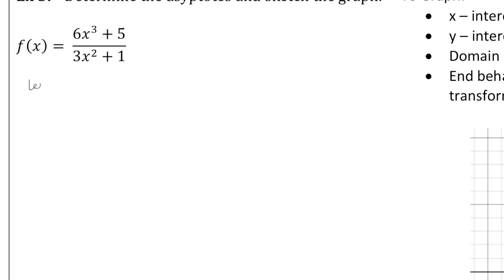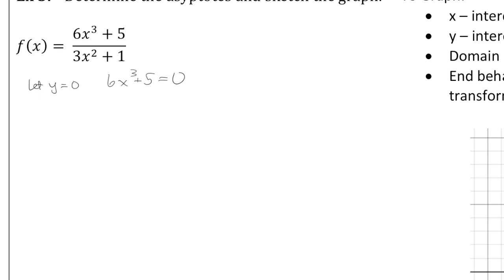We're going to let y equal 0, and when y equals 0, we get 6x cubed plus 5 is equal to 0. Now, you might be wondering if you're going to use a calculator to solve these problems. The answer to that is no. You're expected to just solve them without your calculator.